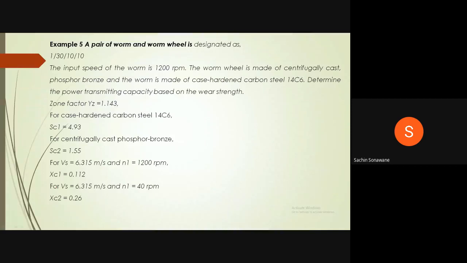For VS is equal to 6.315 meter per second and, sorry, here N2 should be there, N2 is equal to 40 RPM, XC2 is equal to 0.26. Here it is 2, this is N2. Therefore, write down the problem. I will wait.